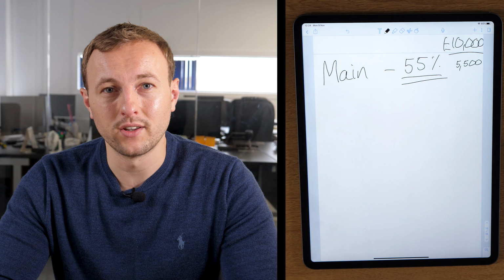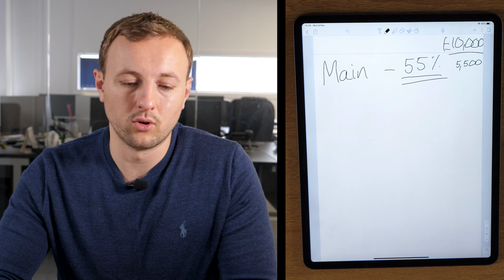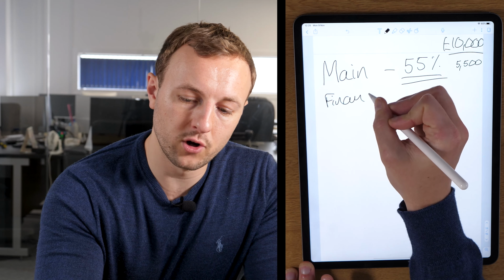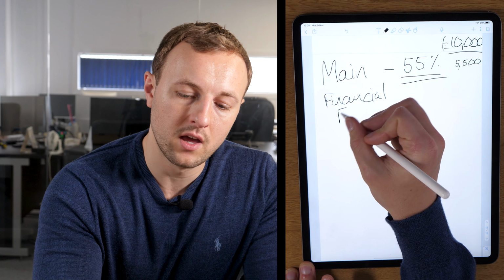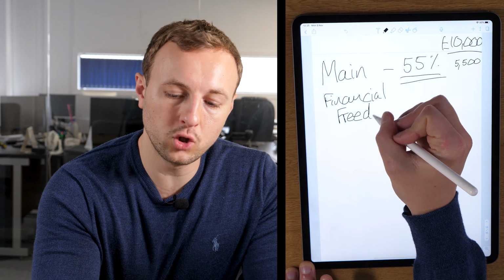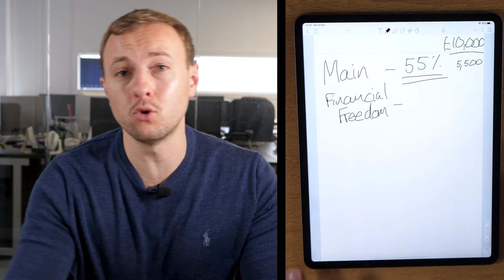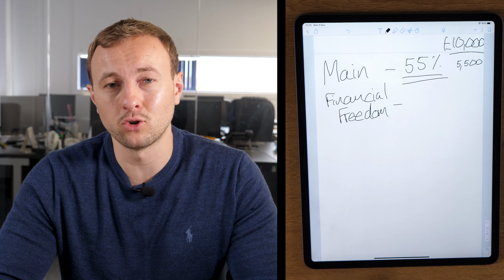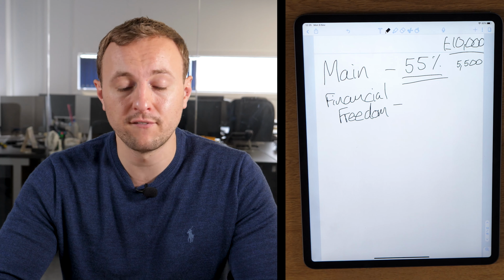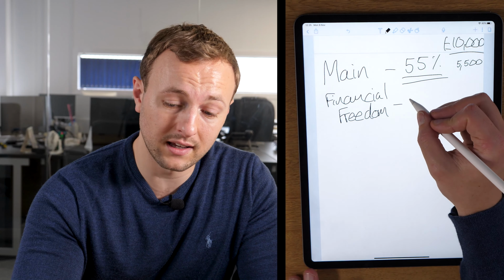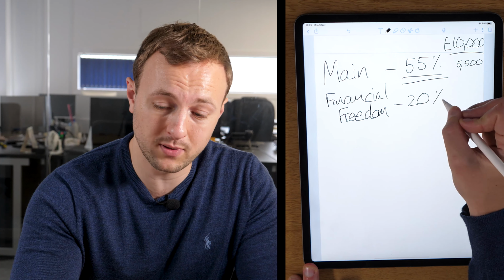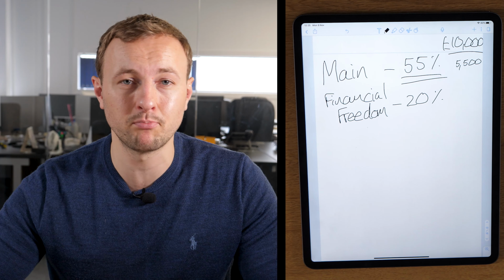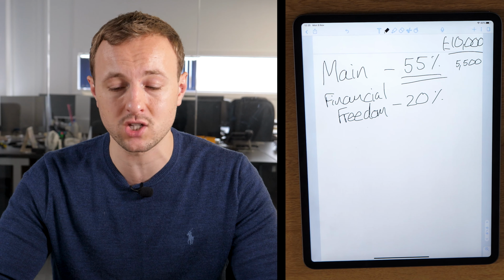Okay, so the next one, and I think this is the most important, is my financial freedom, okay? So financial freedom, or FF. For me, you can do this in whatever order. I'm just telling you my order of importance here, okay? You don't have to do this in the exact same order, but for me, financial freedom is huge, and I allocate a fairly large percentage, which is 20%. A lot of people will start with 10%, and again, you can change these figures as you're going forward.